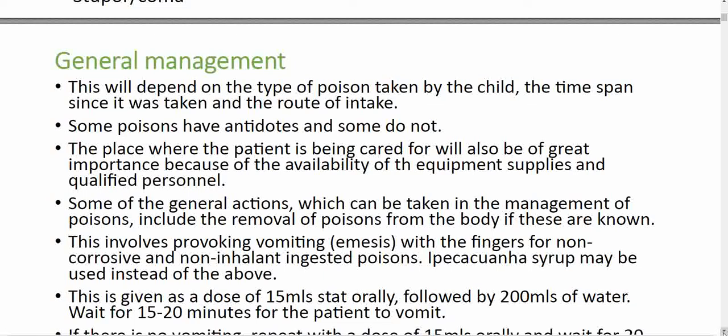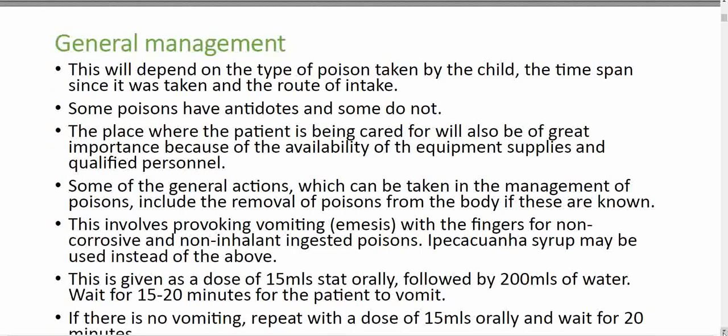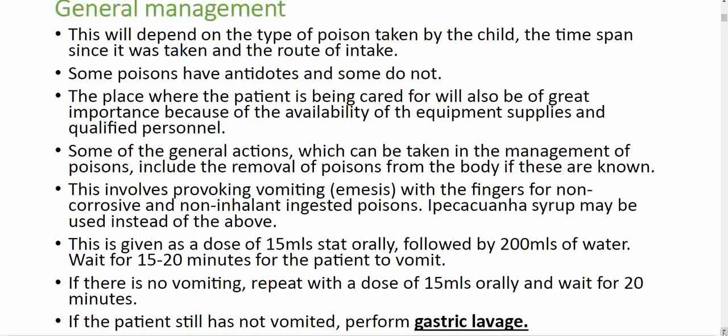Some of the general actions which can be taken in the management of poisoning include the removal of poison from the body if it is known. This involves provoking vomiting, emesis, that is, you trigger vomiting with the fingers. Some people take fingers and put them towards the upper palate or the upper pharynx, holding the back of the mouth. Then it will make them vomit.